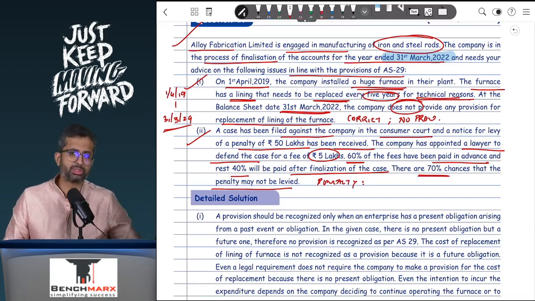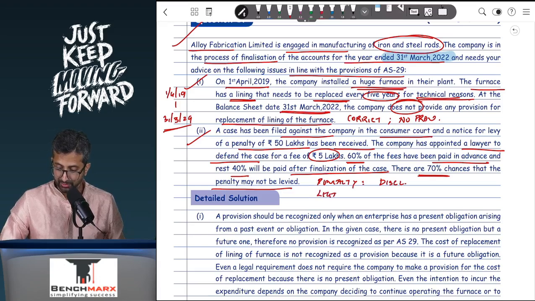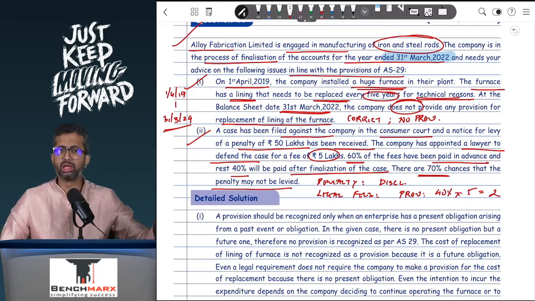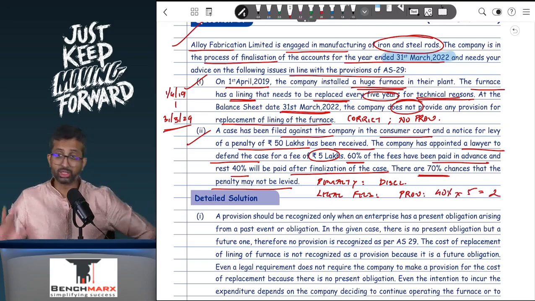So there's only a 30% chance of payment, and hence for your penalty, you will just give a disclosure in the notes. However, for the legal fees, you will have to create a provision if the lawyer has rendered the services. The institute has assumed that they must have. So 40% into 5 lakhs, that is equal to 2 lakhs. You'll have to create a provision for the remaining, 3 lakhs you've already recorded. This is what the institute has answered.